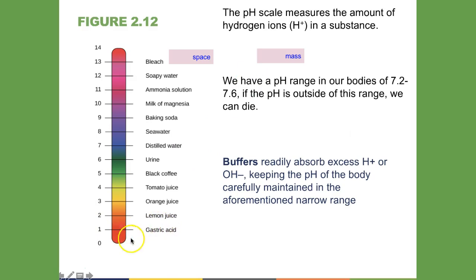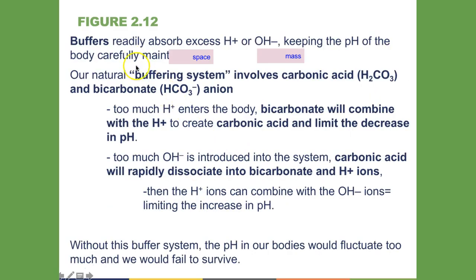So down here we have gastric acids, lemon juices, orange juices. As you can see, we are actually able to drink orange juices and things like that, things that are very acidic down here. Reason being, our bodies have buffers that actually absorb those excess hydrogen ions, or those hydroxide ions, and keep the pH of our body maintained. That's what buffers do in our body. Those buffers readily absorb the excess hydrogen or hydroxide ions, keeping the pH of our body carefully maintained.